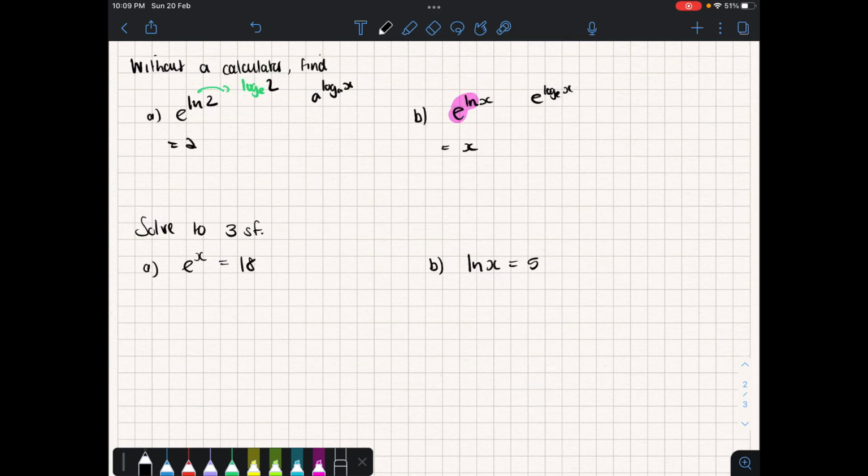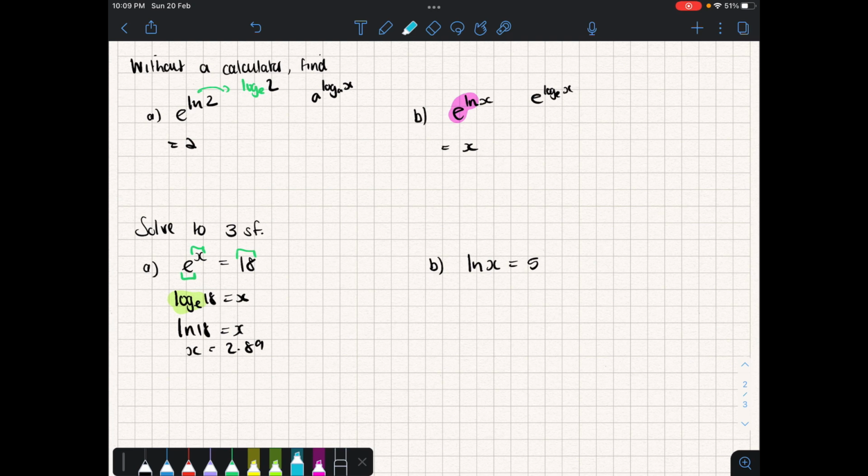Here we are asked to solve to 3 significant figures. We have an exponential equation with different bases, so we're going to rearrange, remembering that this is the base, this is the exponent, this is the value. Now rearranging, we could write this as log base e of 18 equal to x. However, we don't write log e, we write the natural log of 18 equals x, and so x is equal to 2.89.